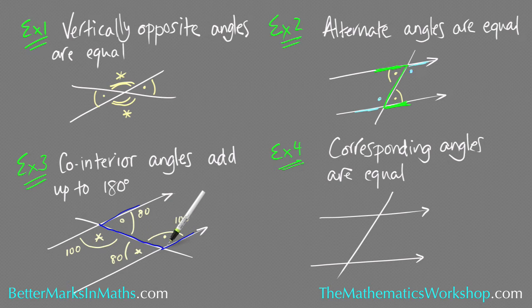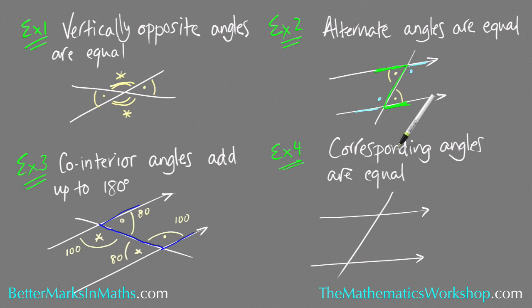So that would have been another way of figuring out these two angles rather than using the fact that there are alternate angles in the diagram. So a few different ways of figuring out the angles there. So that's co-interior angles, and they add up to 180 degrees.